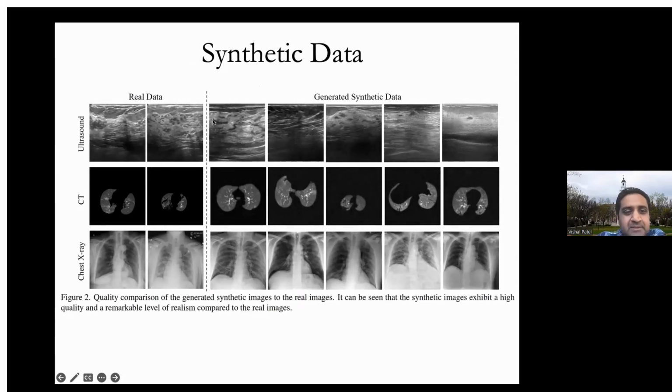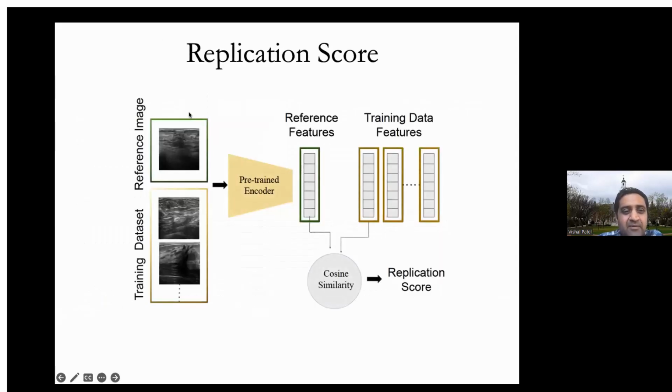So the question is, if I have these real images, and if I have this generated image, I want to compare whether this generated image is indeed a novel, realistic image, or whether it's replicating, or even a partial replication. So I have to come up with a mechanism to do that. We have this generated image, we call it the reference image, and we have a training set that is used to generate that image with the help of a diffusion model.